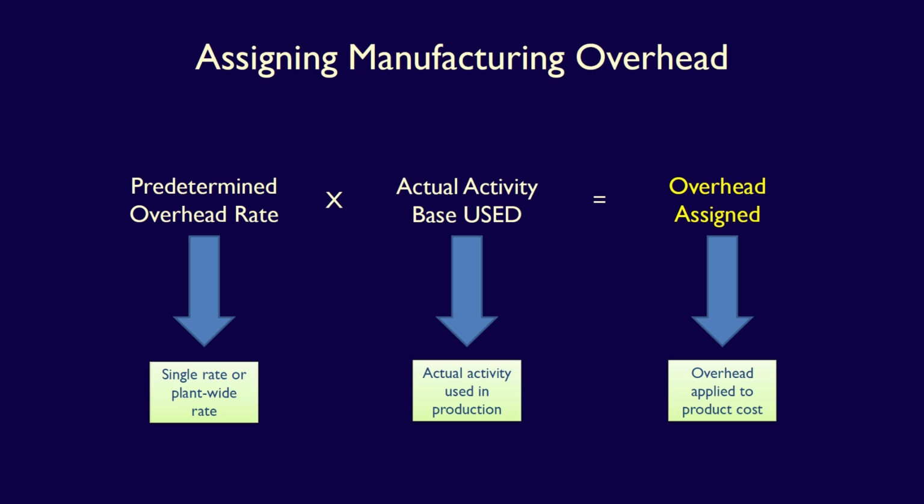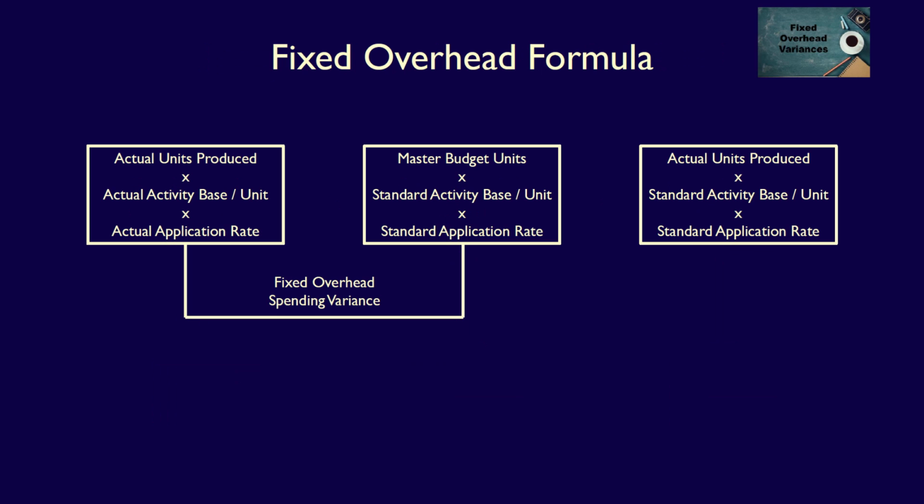This allows us to calculate the total fixed overhead to apply to the product. We can add that into our fixed overhead variance formula as an additional calculation on the right. This will allow us to take the actual units produced and multiply by the standards. Therefore, the total fixed overhead applied is the actual units produced multiplied by the standard activity base per unit multiplied by the standard application rate.